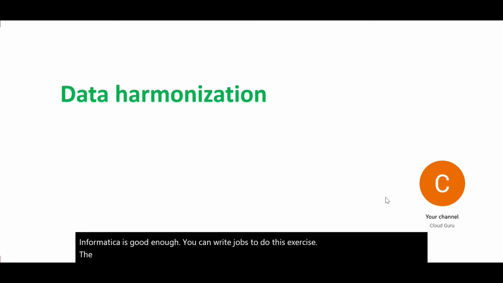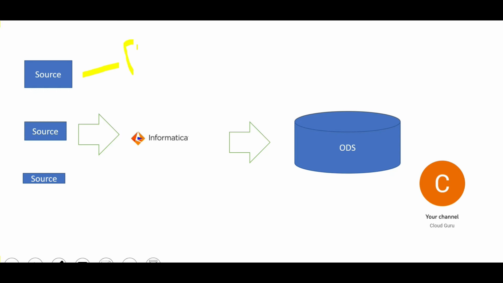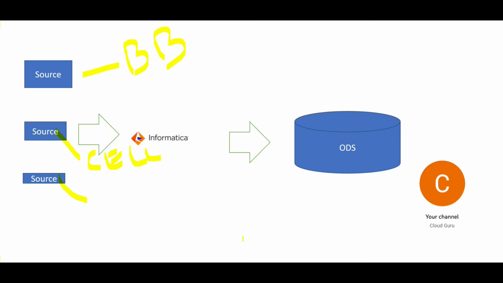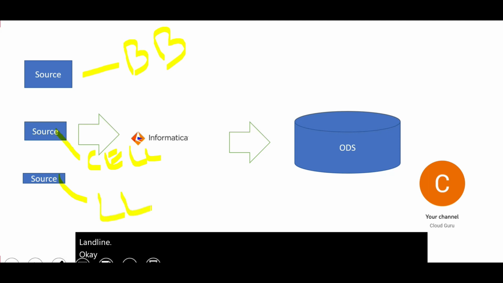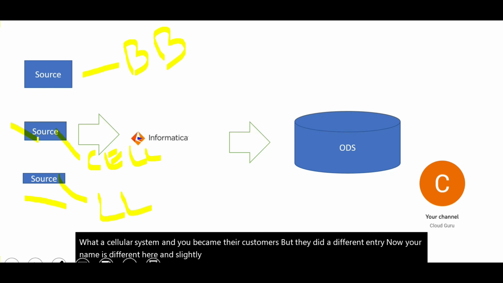Now, another concept is data harmonization. See, consider Airtel. It has, for example, a broadband database, a cell phone database, and a landline database. Suppose you were earlier a landline customer, then they bought a cellular system and you became their customer, but they did a different entry. Now your name is slightly different here and here, or your address is different. This one has a more updated address. So we will have to do harmonization.